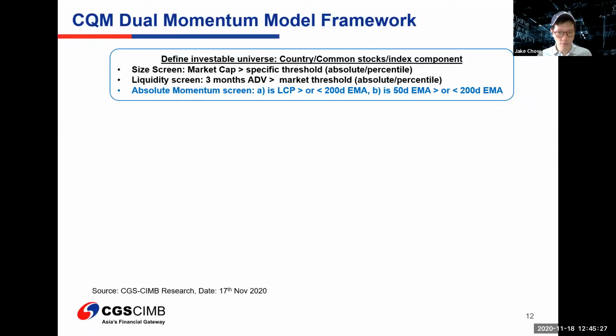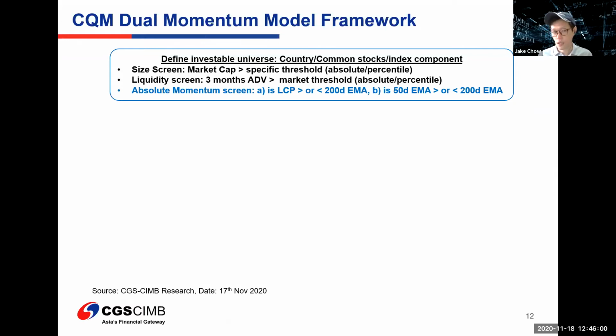To incorporate these two forms of momentum, we take a two-step process. First, we decide on the universe, right? We decide on which country or which exchange, which index components, whether common stocks or, let's say, ETFs if we want. And to control for tradability, we apply two different screens. First is the size. We limit the market cap that we want to trade. And also we apply a liquidity screen.